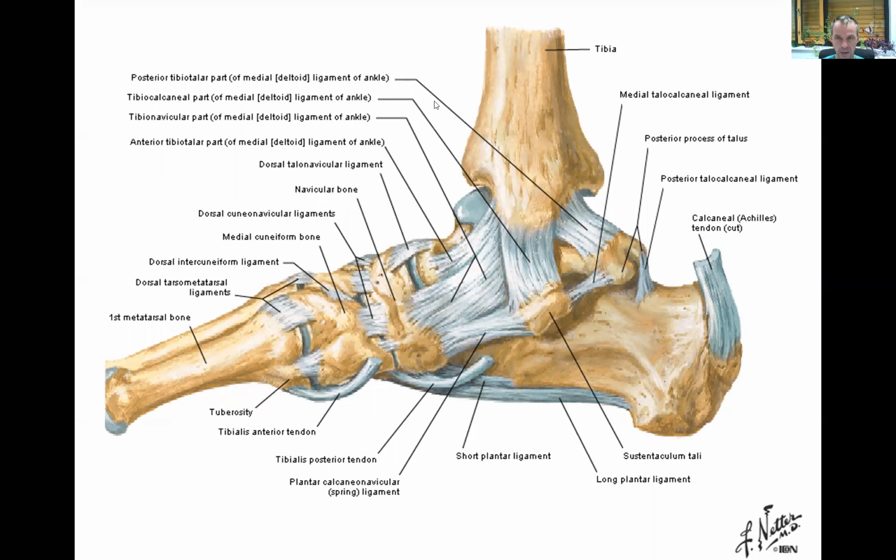Well, this is the other side. So from this side, we can see the talocalcaneonavicular joint, which is located here. And you can see the ligaments like the dorsal talonavicular ligament and, yeah.